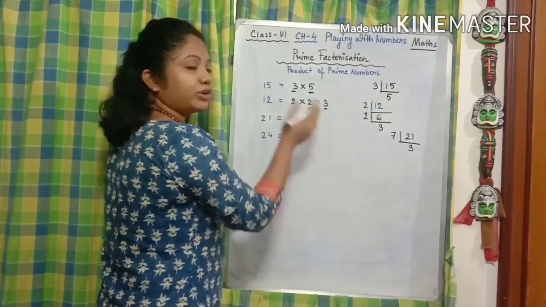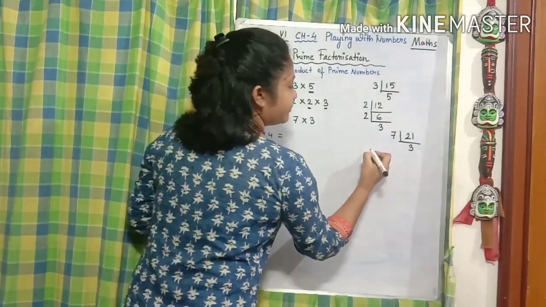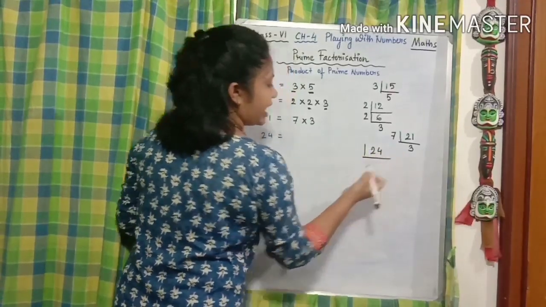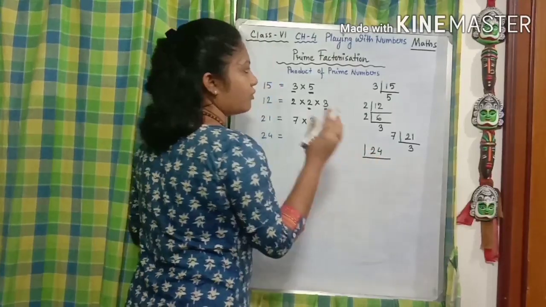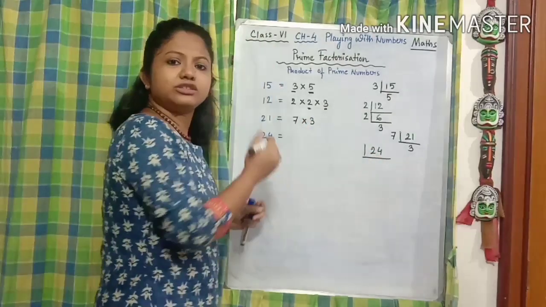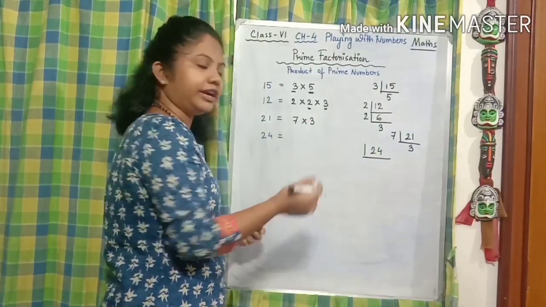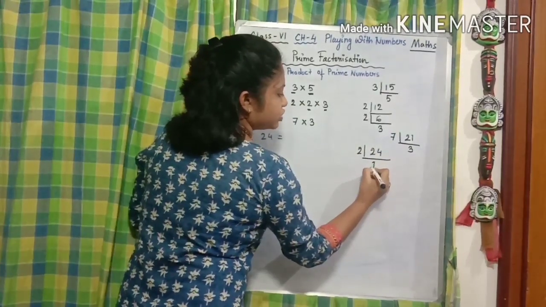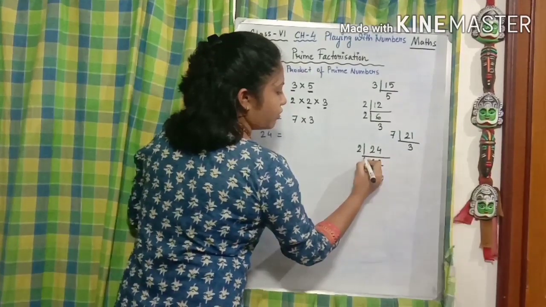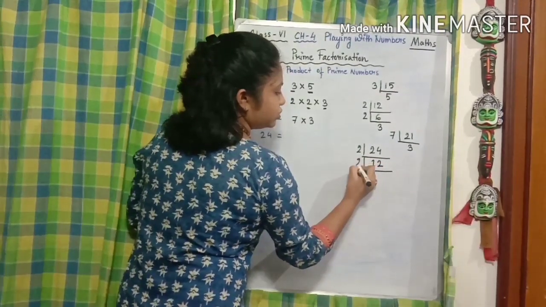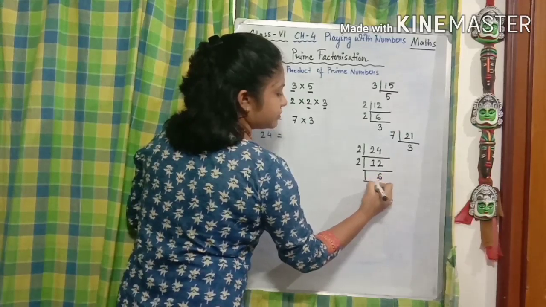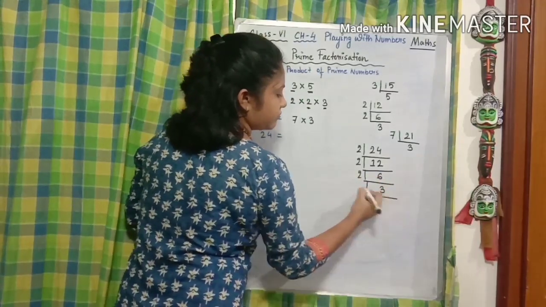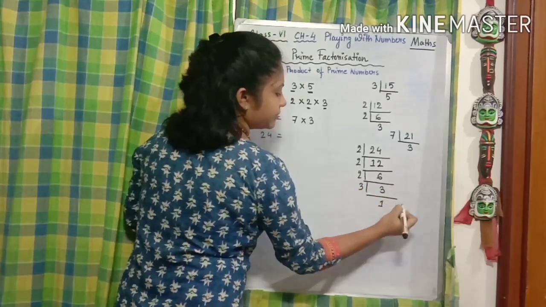So how are we going to do the last one, that is 24? Let's do this one the way we have followed. When we need to find the prime factors of 24, how are we going to find them out? Let's divide it. So 2 1s are 2, 2 2s are 4. Once again, 2 6s are 12. 2 3s are 6. 3 1s are 3.